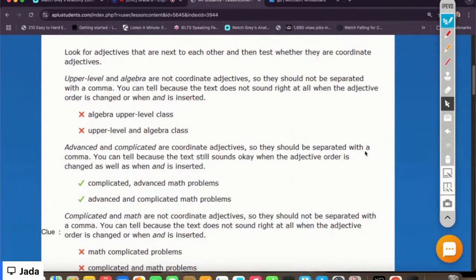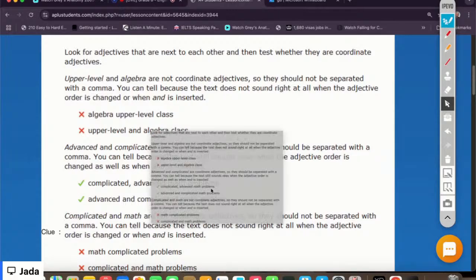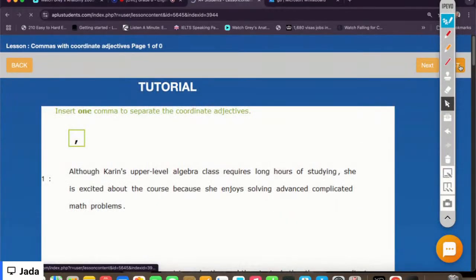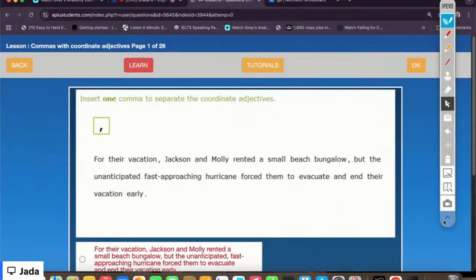You can tell because the text still sounds okay when the adjective order is changed, as well as when and is inserted. If you say complicated advanced math problems, or advanced and complicated math problems, it still makes absolute sense. So let's go to the test and you can share your answers.